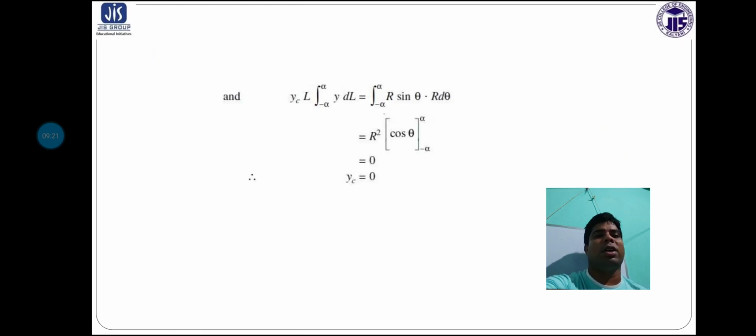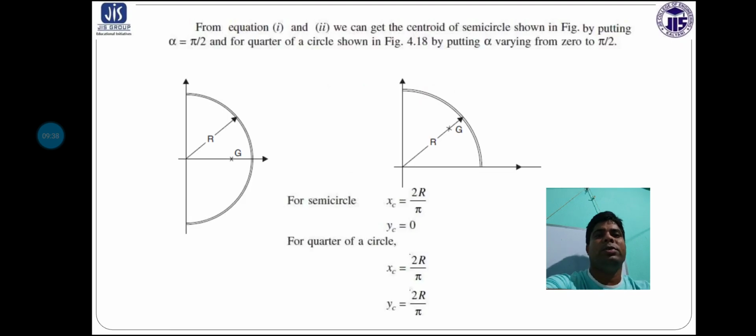On the other hand, if I consider the y axis, that value will be 0, because the theta value will also be 0 in this regard. For the semicircle case, xc will be 2r by pi and yc will be 0, and for a quarter circle x is equal to 2r by pi, and yc obviously is the same value, 2r by pi.